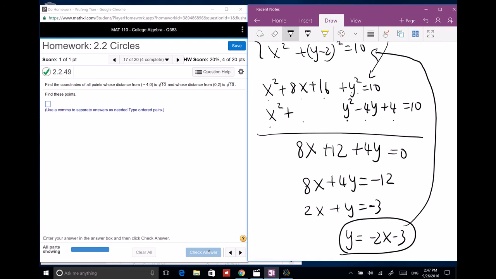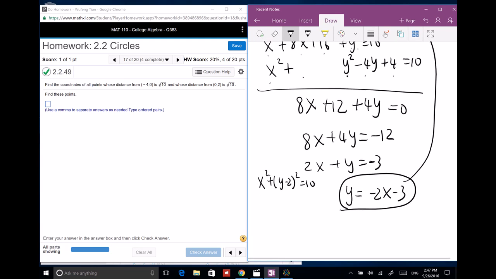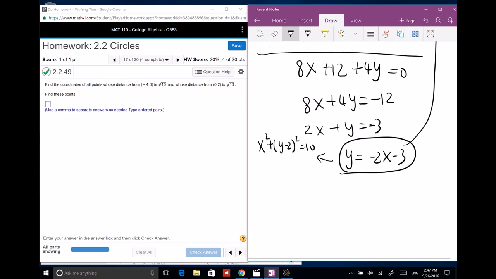It's x squared plus (y minus 2) squared equals 10. Just plug it into here. Either one of those two equations, plug it in. So x squared plus y is -2x minus 3. Plug into here, substitute it. -2x minus 3, this is y, minus 2, you see? Just do the substitution.